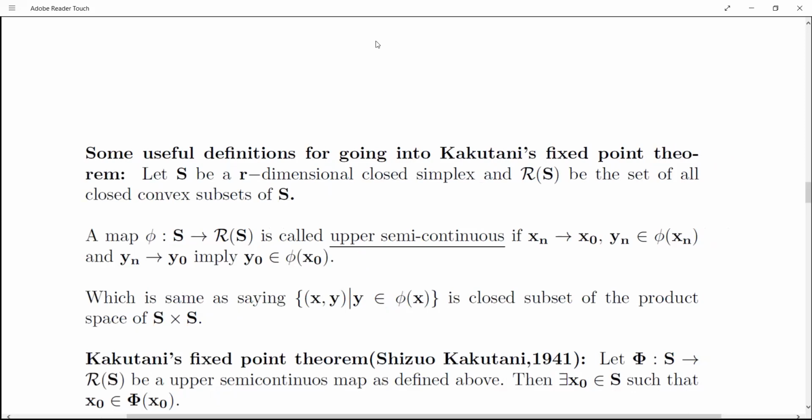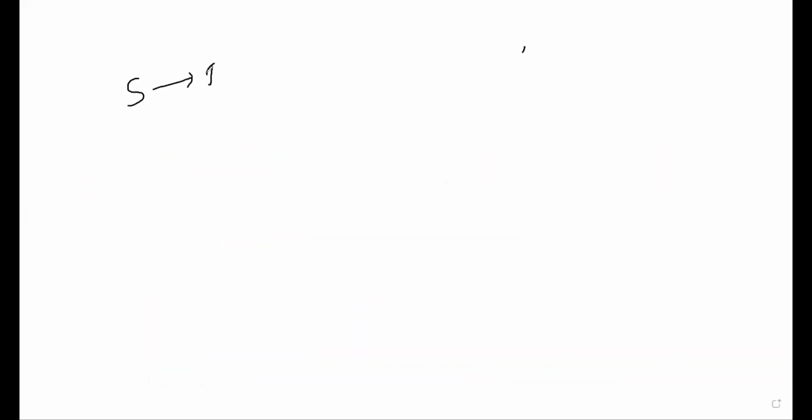So, some useful definitions before going into the proof of Kakutani's fixed point theorem. Suppose S is an r-dimensional closed simplex, and let's denote Rs to be the set of all closed convex subsets of S. Now a map phi from S to Rs is called upper continuous if some condition is satisfied. What is the condition? Basically your map is from S to Rs, where by Rs I mean the set of all closed convex subsets. What do I mean by upper continuity, sometimes called upper semi-continuity or upper hemi-continuity, whatever you call it?